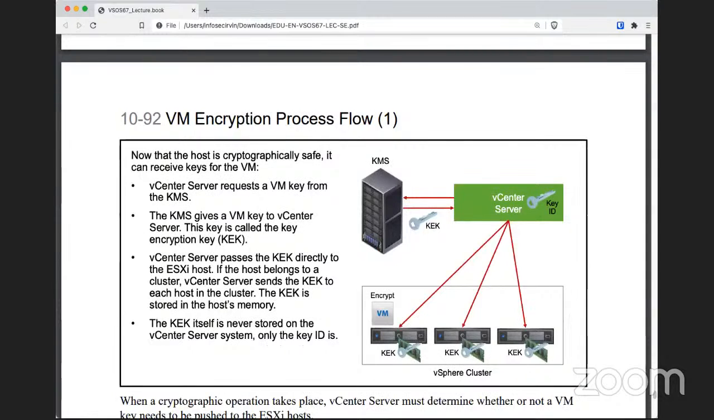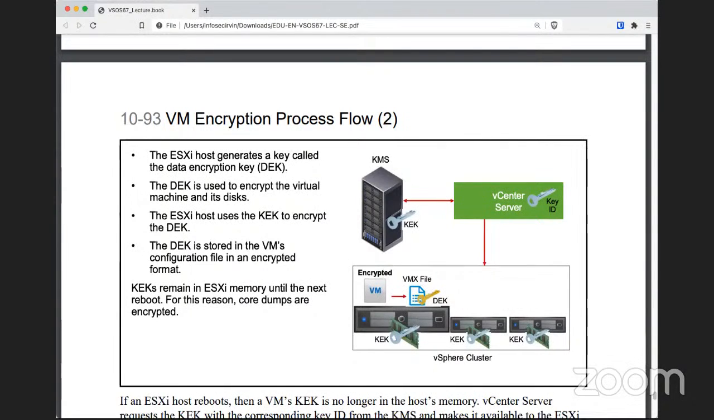The flow would look like this, where a key is requested. The KMS will give a VM a key to vCenter server, otherwise known as the key encryption key, or KEK. That will get passed to the host itself. If it belongs to a cluster, then it'll get that for each host in the cluster. Again, the key itself is not stored in vCenter, only the ID of the key is, in order to ensure security, because if vCenter gets breached or compromised, the keys won't be accessed.